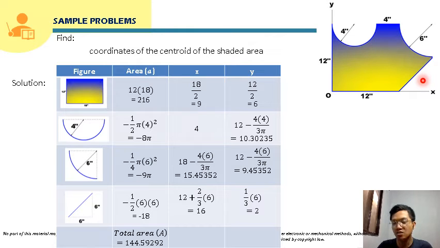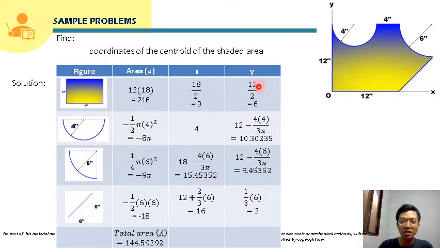Now for the triangle, its centroid will be somewhere here. Its x coordinate will be this distance, which is 2/3 of 6 plus 12. That will be the x coordinate from the reference point of the centroid of this triangle. Again, that is 12 plus 2/3 of 6, so that will be 16. That will be positive since it's at the right side of the reference point.